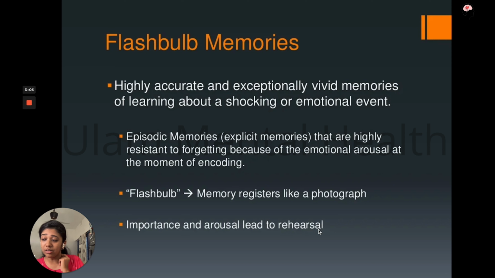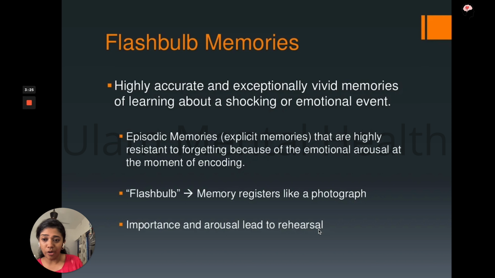It's not low in intensity. It's something like how you flash a photograph. It's very high in intensity. It's because the amygdala and hippocampus play a very important role in flashbulb memory, which means the higher the emotion, the higher your possibility of remembering it.